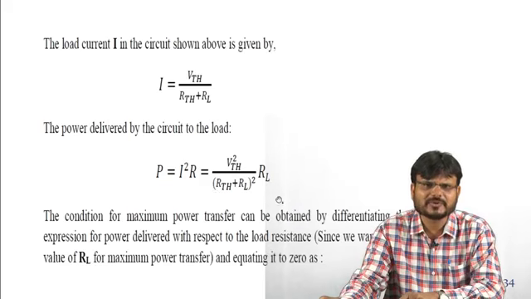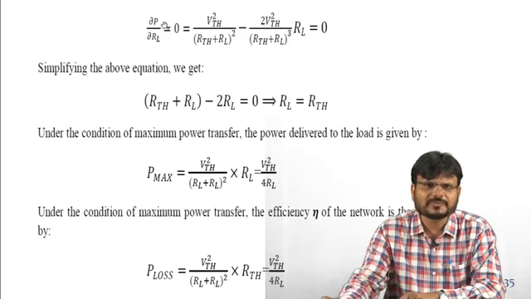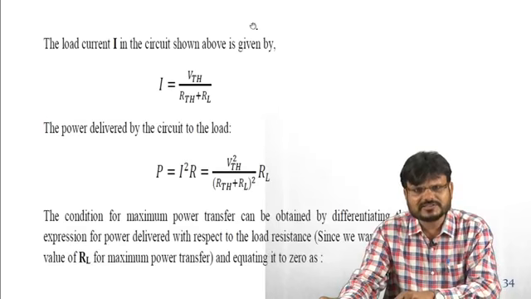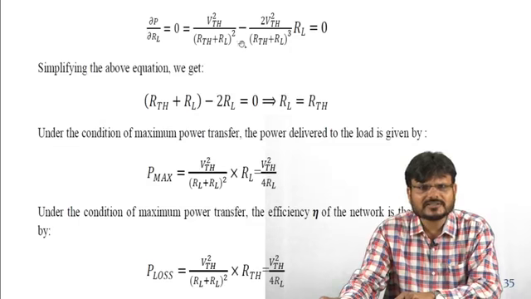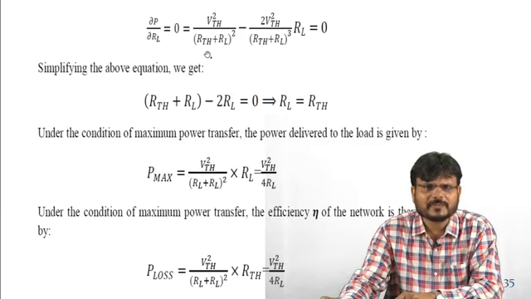That means dP upon dRL. So dP upon dRL is equal to 0. You have to put it as 0. So when you differentiate this term, you will get E_TH square upon (R_TH plus R_L) square minus 2 E_TH square upon (R_TH plus R_L) whole cube into R_L, because this is equal to 0. So the left hand side is equal to the right hand side.